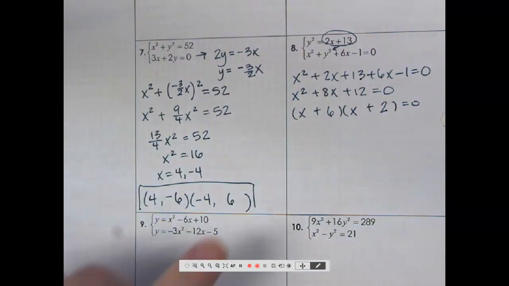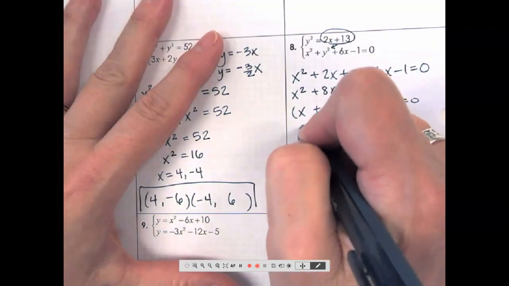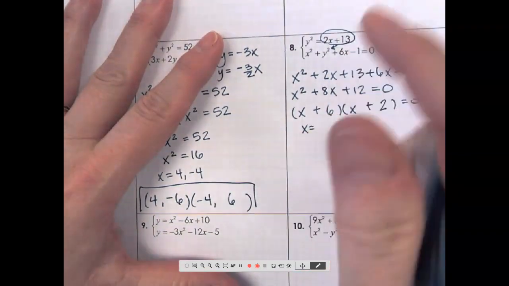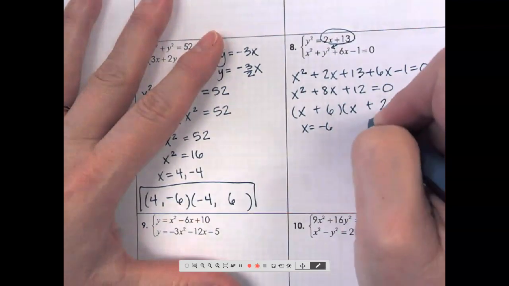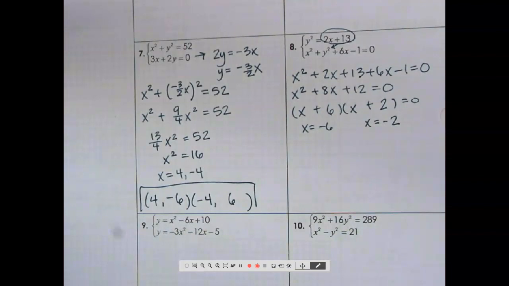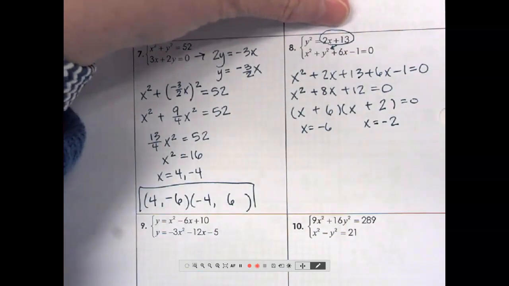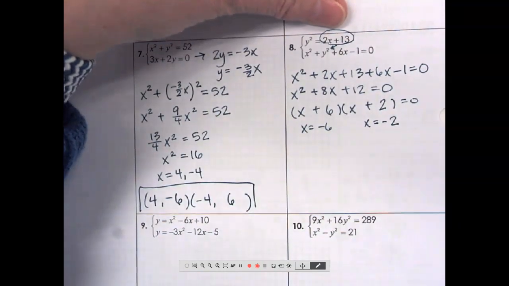Okay, so then I would take each factor and set them equal to 0. What's x going to be right here? And what will x be here? So I get negative 6 and negative 2. Okay, so I know x. So let's go up to that top equation. That one seems a little simpler.